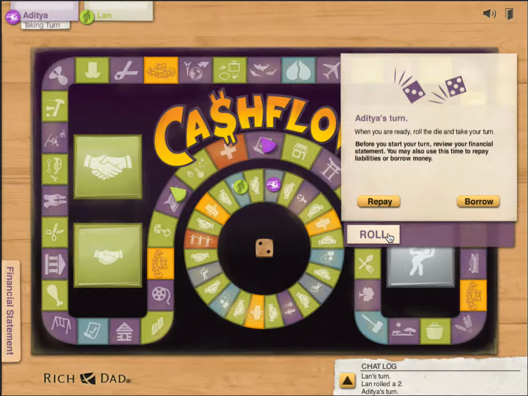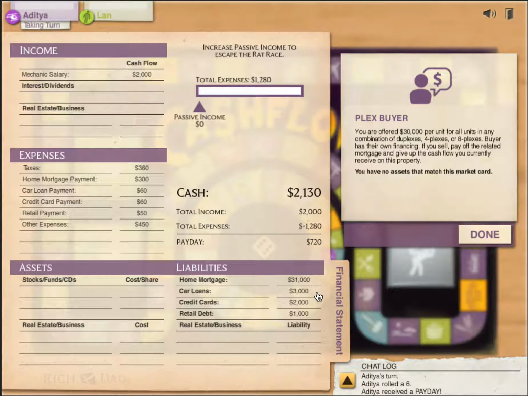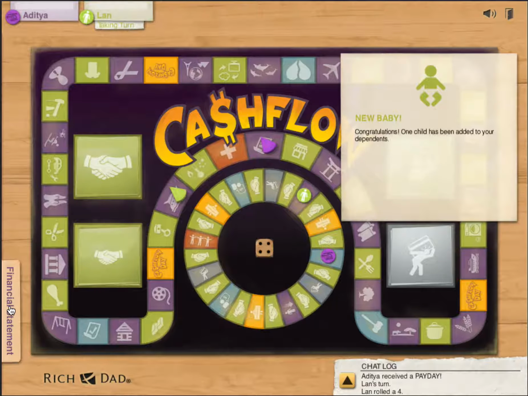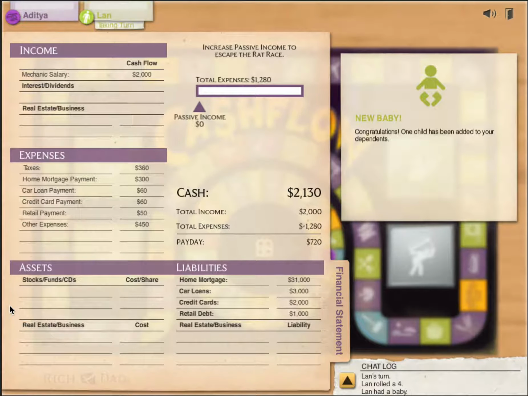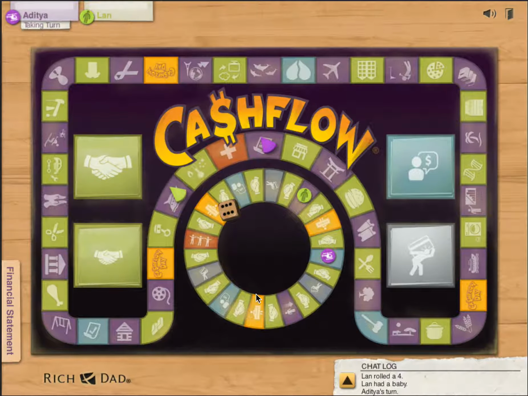So it's my turn, so I'll go ahead and roll. I'm playing this with one other player, Lamb. And the reason I decided to start recording is because he's playing reasonably fast. So I don't really have any assets to sell here, so I'm just going to click done. While he plays his turn, let's start looking at this financial statement here. I'm a mechanic with a $2,000 salary. Let me go ahead and roll here.